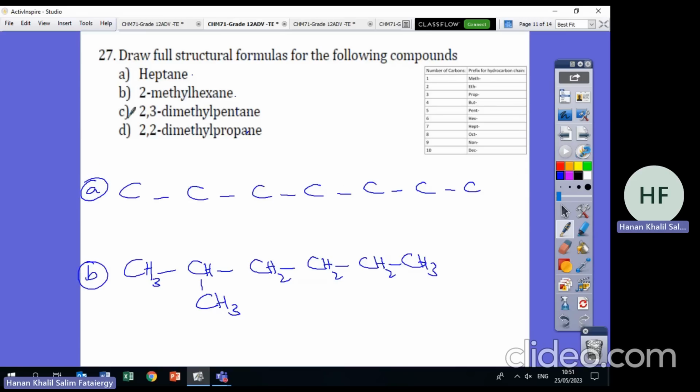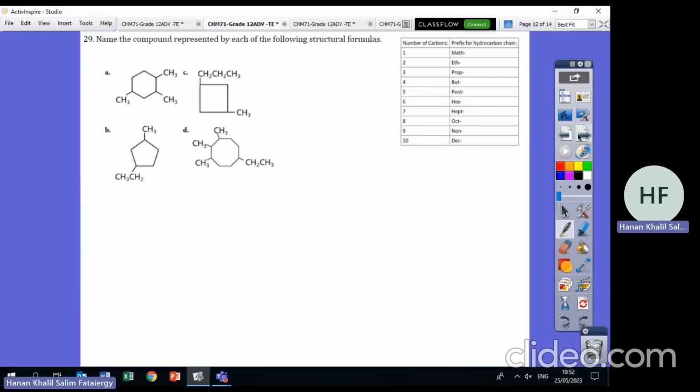Okay, now let's see C. C has 2 branches. The parent is pentane. Pentane means 5 carbons. 1 2 3 4 5. I have a branch at number 2 and I have a branch at number 3. Dimethyl. Meth is 1 carbon, so 2 carbons. Put the H's. Now this one is 2,2-dimethyl propane. Prop is 3 carbons. And at 2 and at 2 I have dimethyl. When the same number repeats, put 1 above and 1 below. Okay, and put the H's.